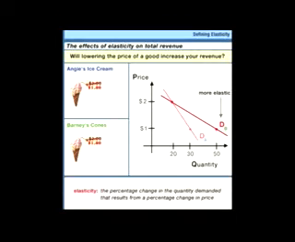Now, why should you care about this? See if you can answer this question. What happens to the total revenue that Angie raises when she changes the price of her ice cream cones from $2 apiece to $1 apiece? Does her total revenue increase or does it decrease?